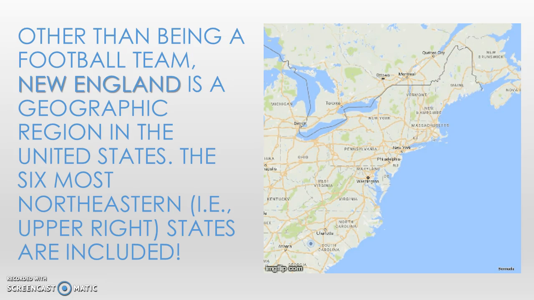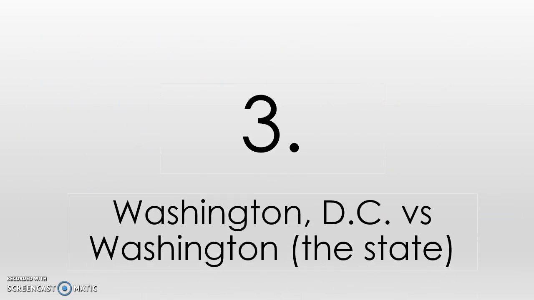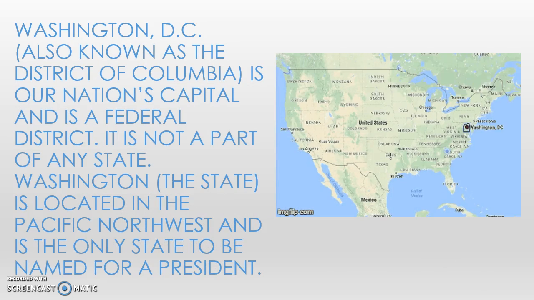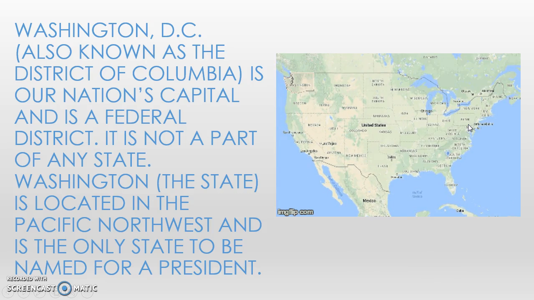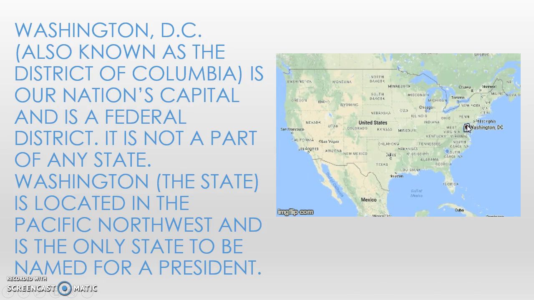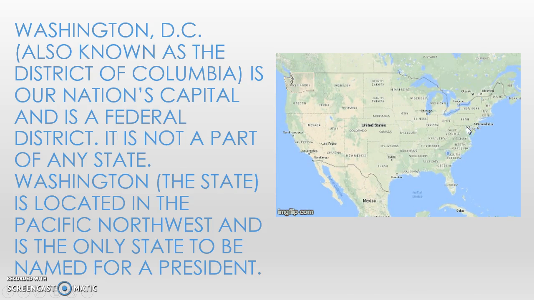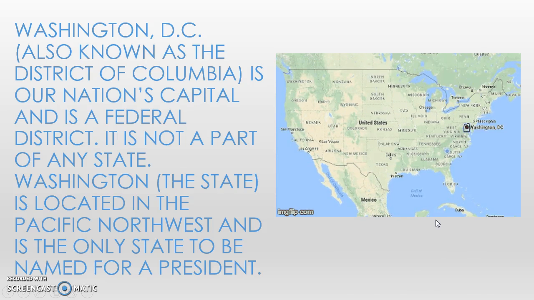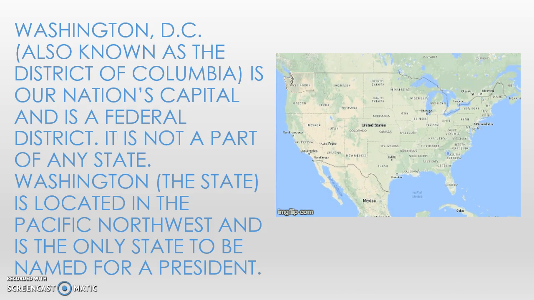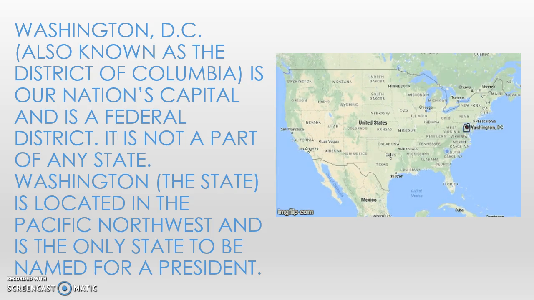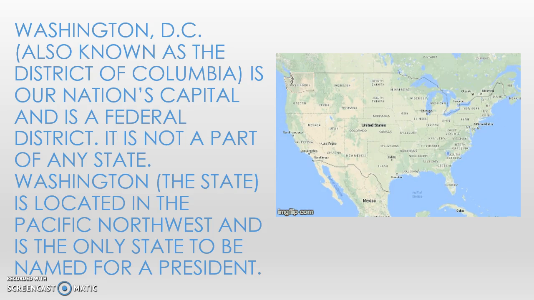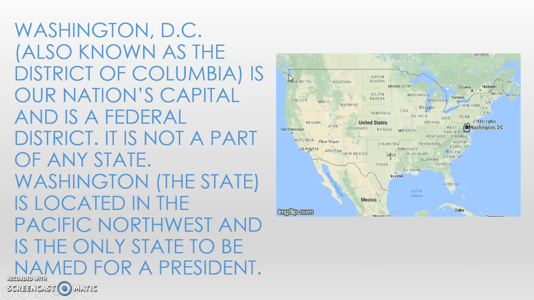Another geographic thing, just to make sure everybody is clear on that: Washington, D.C. versus Washington, the state. Washington, D.C., as you can see on the little GIF that I created here, is a federal district. It's a little chunk a few miles by a few miles, located smack between Virginia and Maryland. It is not part of a state, so it is between those 2 states. It's a federal district that Congress is in control of.